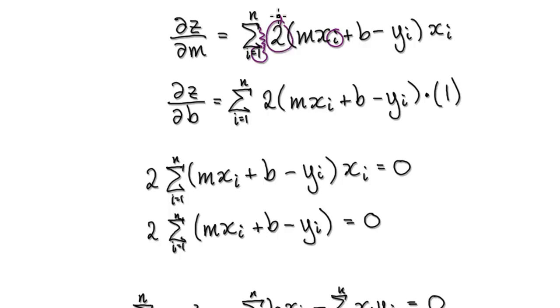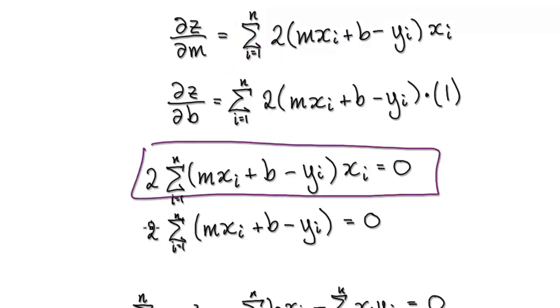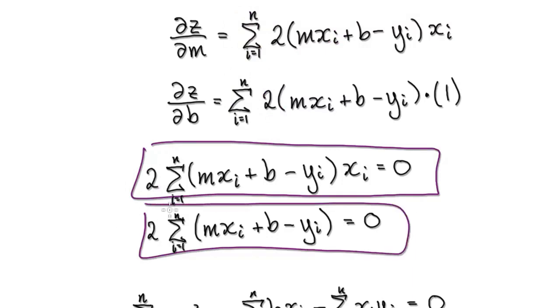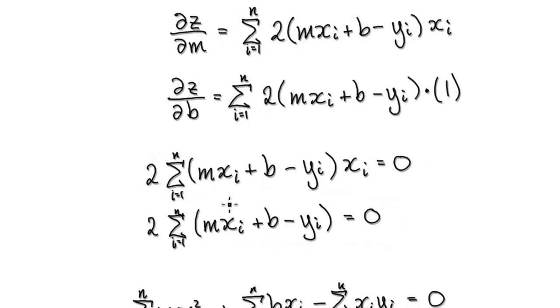Well, 2 is a constant. You can take it out here. This 2 here is a constant. You can take it out. And then here you've got 2 simultaneous equations. So divide everything by 2. That will then eliminate the 2.